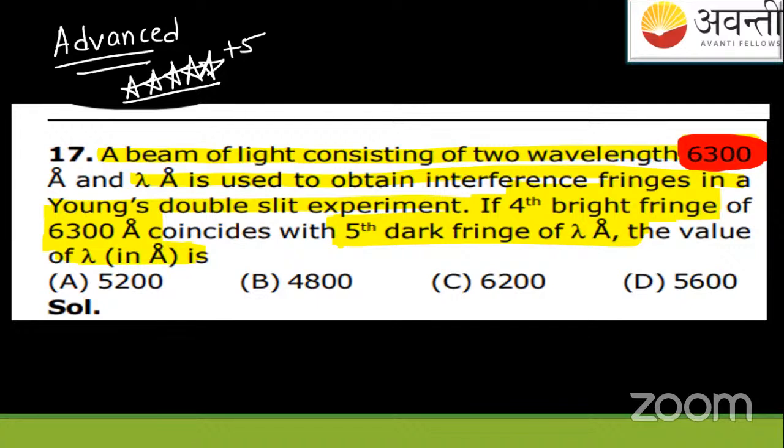It's simple. Use the formula for the bright fringe and use the formula for the dark fringe. We know formulas are same. Beta is equal to what? Lambda capital D by d. Compare them both, putting the proper integer values, and you will get the answer. This is the hint. Solve it fast. You're having 5 minutes.